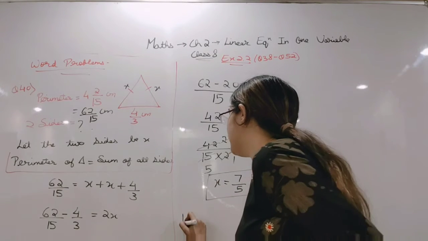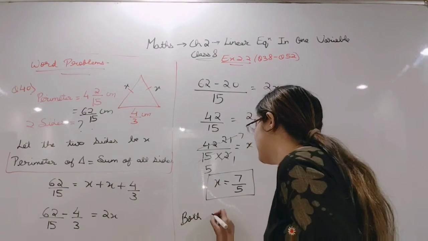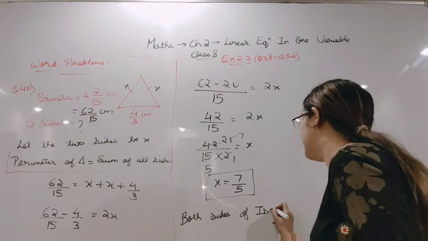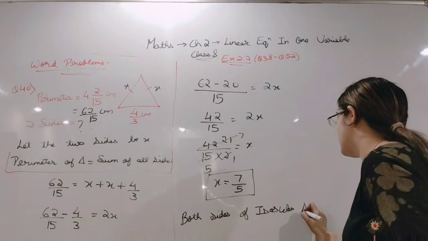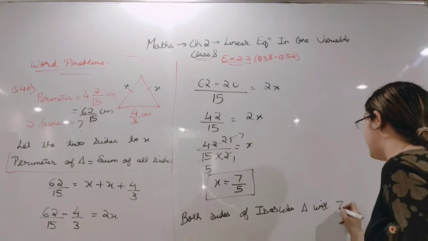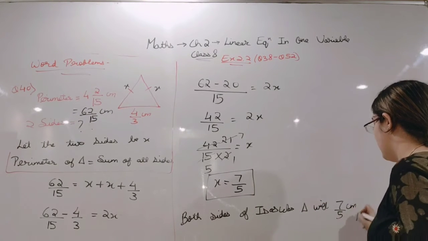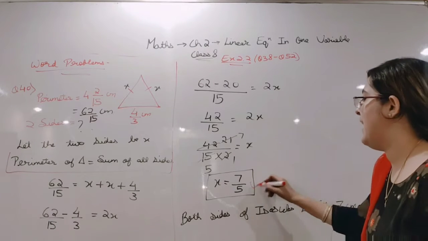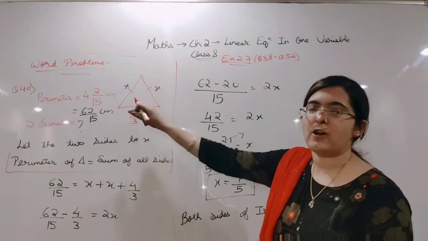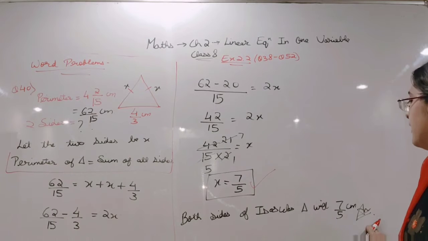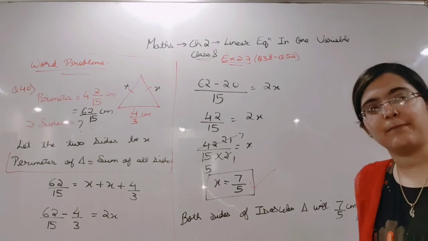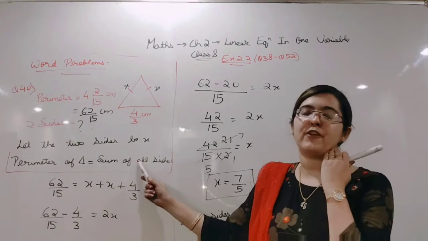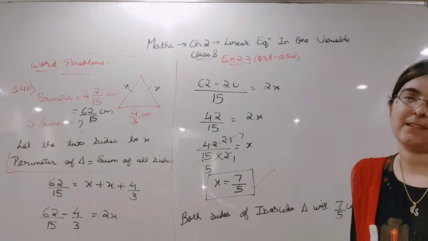So what we will write? Both sides of the isosceles triangle will be how much? 7 by 5 centimeter. Okay, you have to write the unit also. What is our answer? Our answer is the sides. The length of sides will be 7 by 5 centimeter. Clear, students? We have put the formula perimeter of triangle and solved for x.